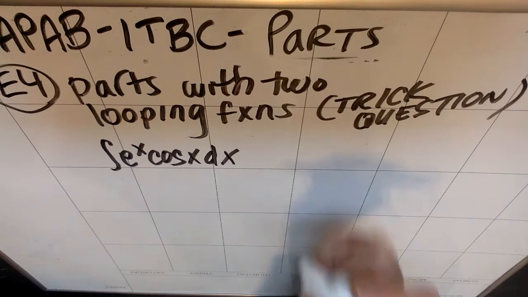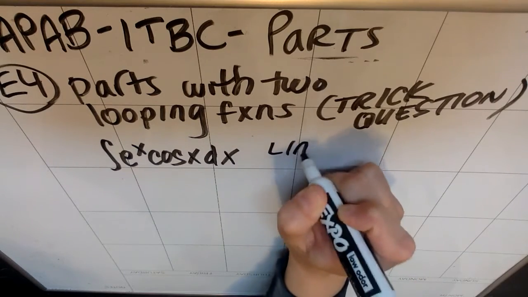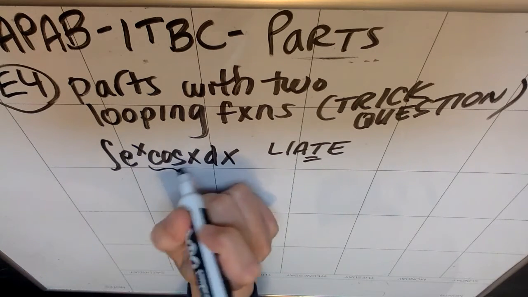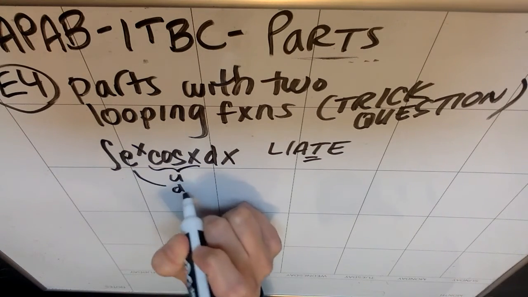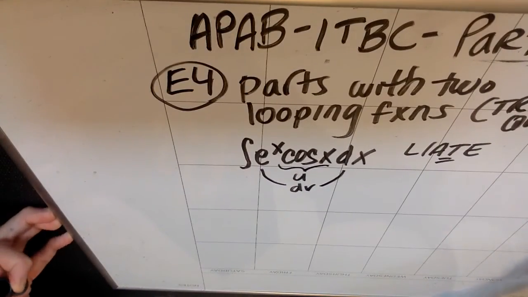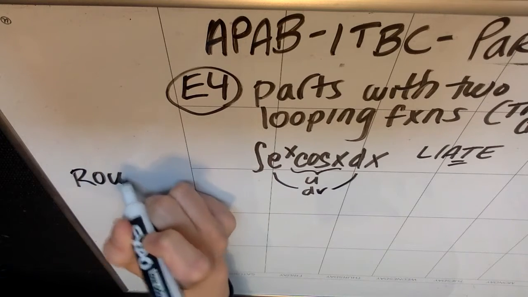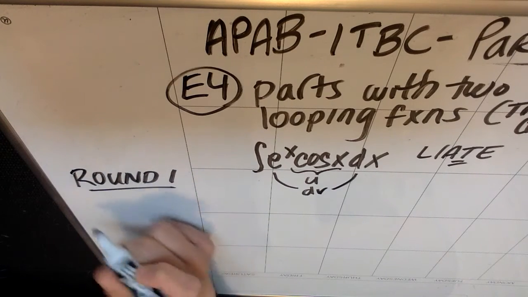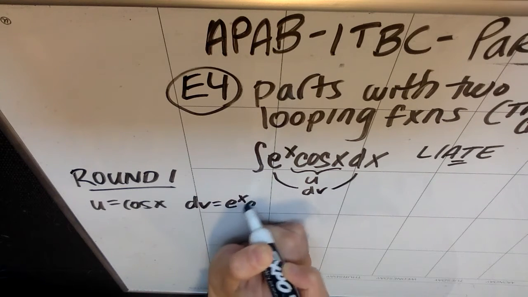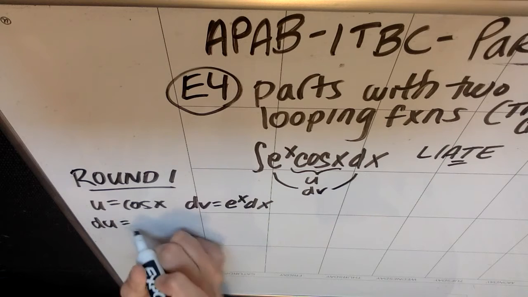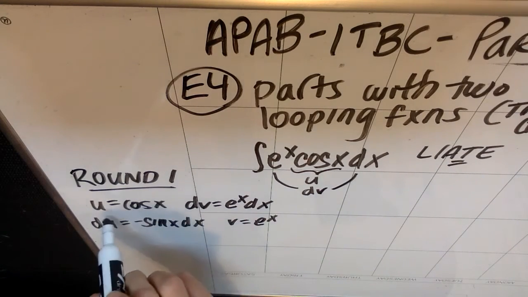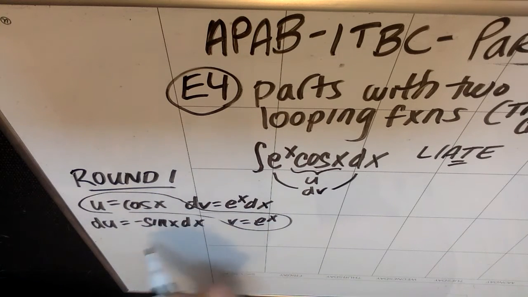I know by LIATE that although both of these are at the end of LIATE, the trig function should be my u. So my u is cosine and my e to the x dx must be my dv. So I'm going to inch over here for round 1 of parts, and I am going to emphasize that it's round 1 because this is not a short problem. So round 1 of parts, my u is cosine of x, my dv is e to the x dx, my du, when I derive cosine, I get negative sine of x dx, and my v is just e to the x. So I do uv minus the integral of v du.